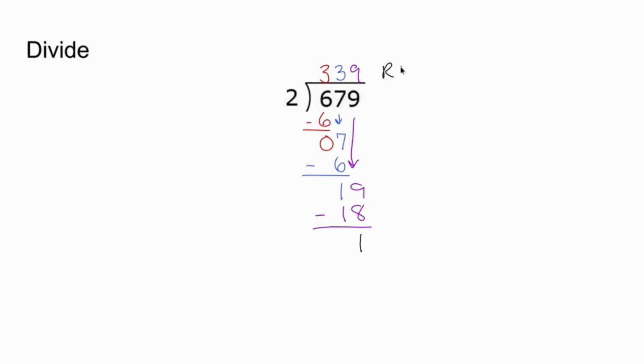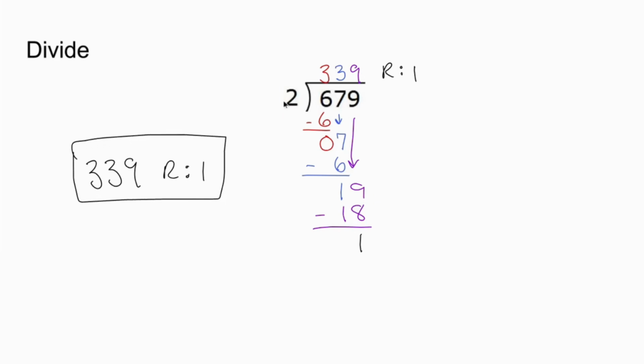So my answer is going to be 339 remainder 1. So it goes into it 339 exact times, and you have one little number left over. And that's how you do 679 divided by 2.